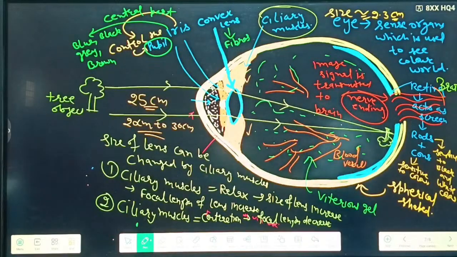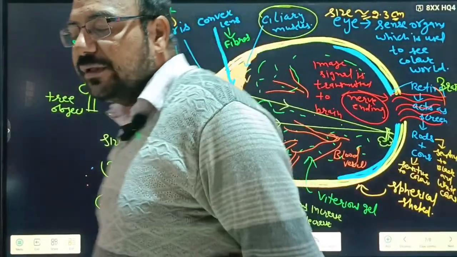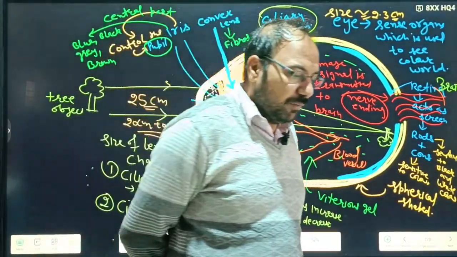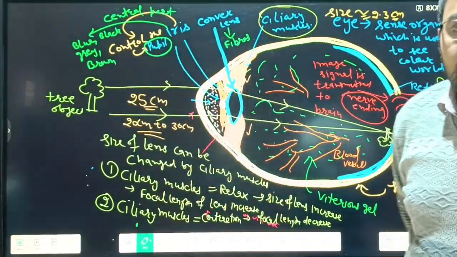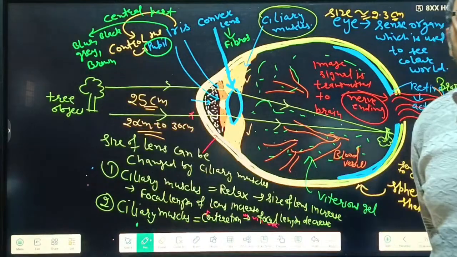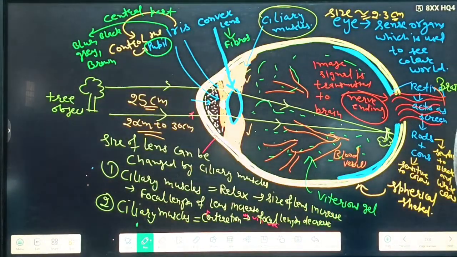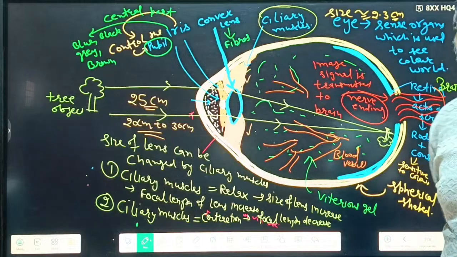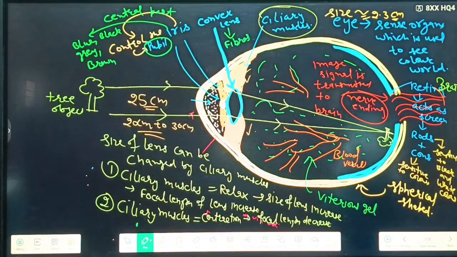For example, that object may be our books. Sometimes we read a newspaper and other books. So we maintain 25 centimeter between the book and the eye. So we are comfortable looking at the words of that book. Okay.